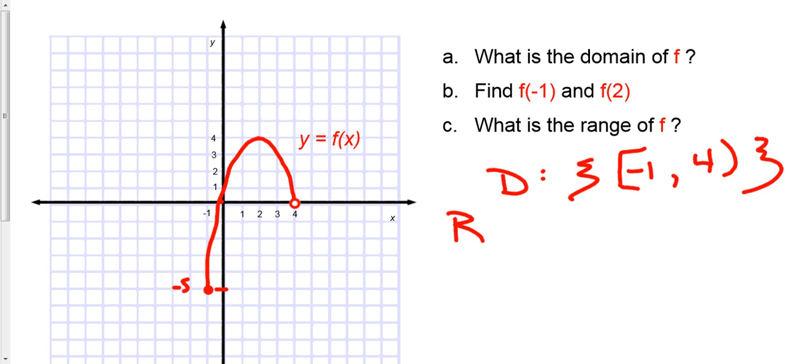So my range is defined as, shall I do the inequality on this one, just so that we get practice doing it both ways? Let's do that. So what is the bottom of my range? Negative 5. What should I put? We're doing inequality, right? Less than or equal to. Greater than or equal to. What is greater than or equal to negative 5?